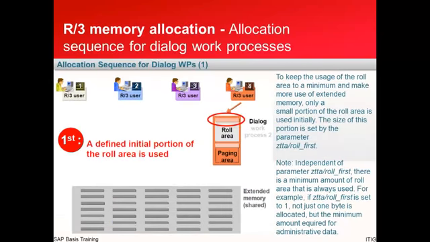Okay, R3 memory allocation. Allocation sequence for dialog work processes. The first thing is a defined initial period of the role area is used. To keep the usage of the role area to a minimum and make more use of extended memory, only a small portion of the role area is used initially. The size of this area is set by this parameter, that is ztta/roll_first. Note that, independent of the parameter, there is a minimum amount of role area that is always used. For example, you can set this value to 1. Not just 1 byte is allocated, but the minimum amount required for administration data. We will be getting into the system to see these particular parameters.